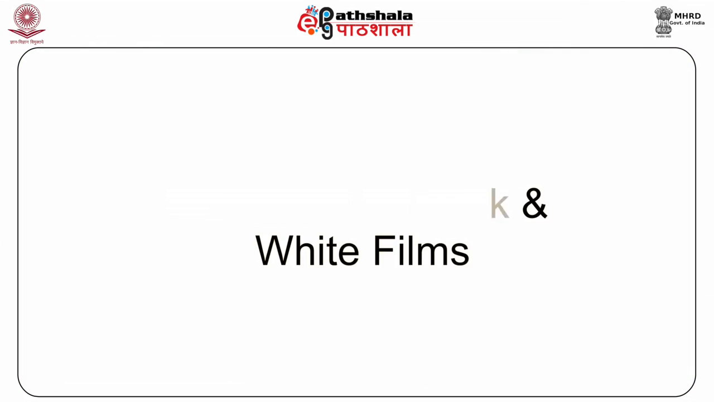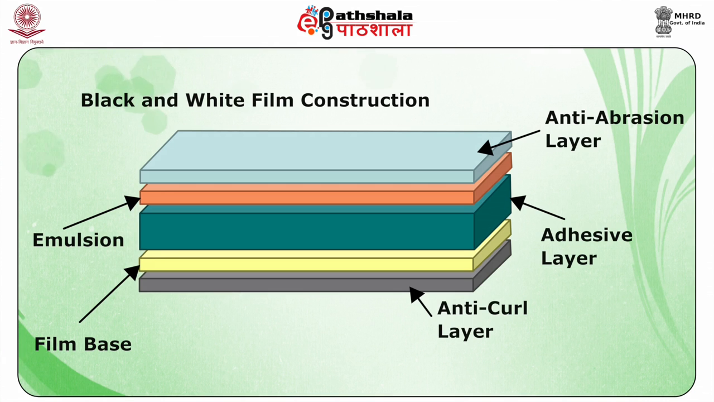Formation of black and white films. First is the anti-scratch layer. This layer protects the emulsion from physical damage. Second is the emulsion. This layer contains the halides which form the photographic images. Third is the adhesive layer. This layer bonds the anti-halation and anti-curl layer to the base. Then is the film base. It is a transparent layer which supports the image. Then is the anti-curl or anti-halation coating. This layer prevents the film being exposed from the rear and stabilizes the laminate to prevent curling.